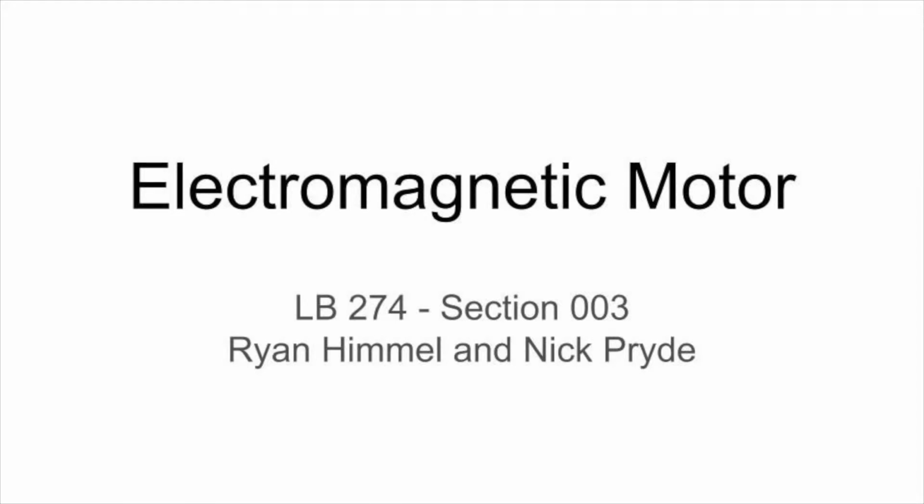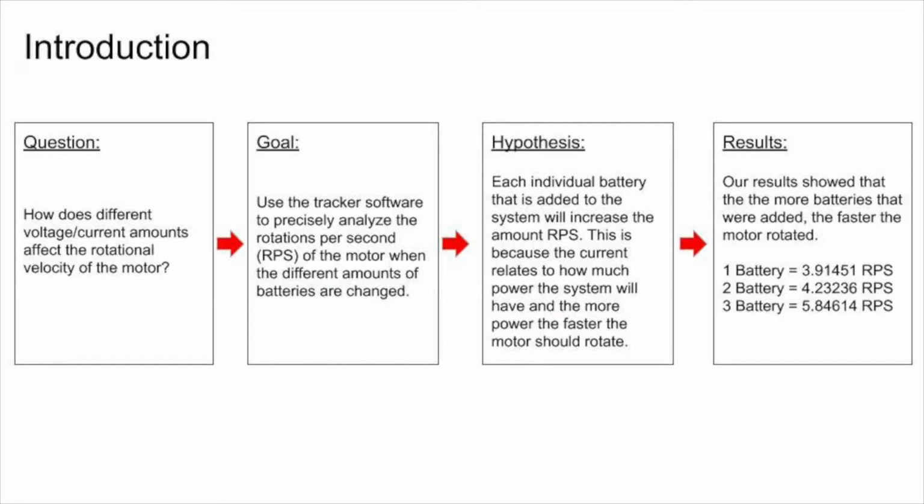Electromagnetic motor, Ryan Himmel and Nick Pride, Group 7B. This experiment was conducted to display the effects of electric and magnetic fields upon a copper wire. The specific question that was tested was, how do different voltage/current amounts affect the rotational velocity of the motor?